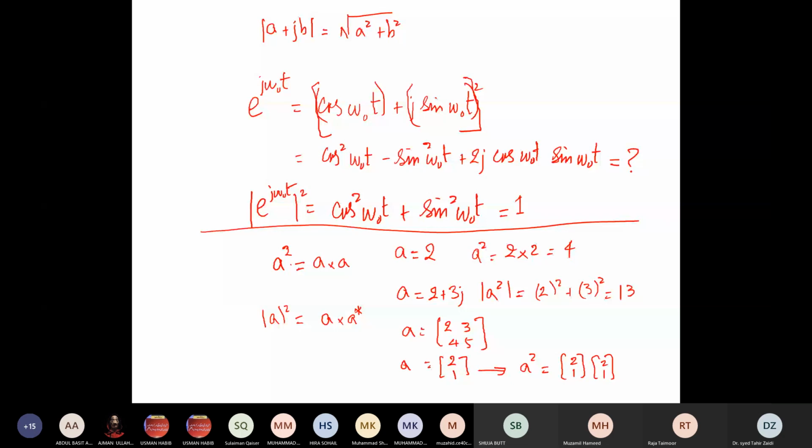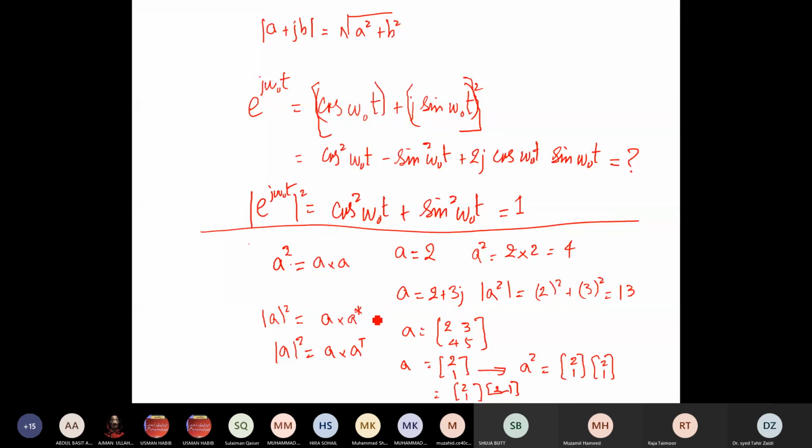So what happens in case of a matrix? In case of a matrix, our squaring thing is basically this. We say that our square is basically A into A transpose. What does transpose mean? Rows and columns get flipped. So in that case, this will become 2, 1 and 2, 1. Now we can multiply that. We can find out the answer.